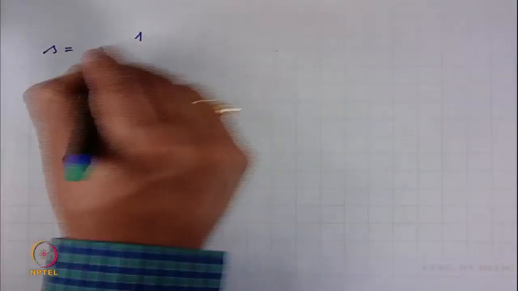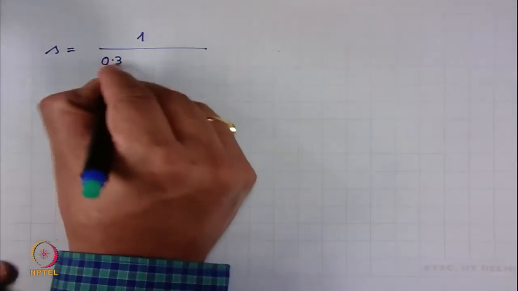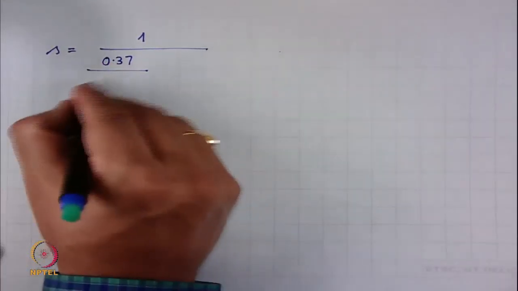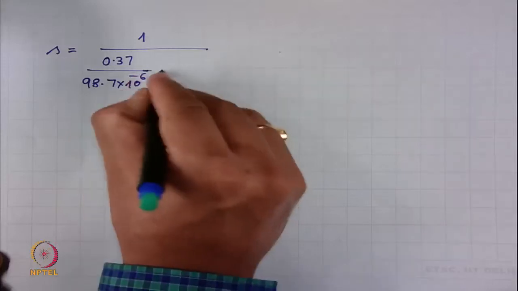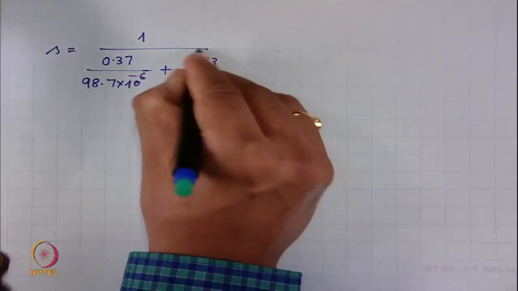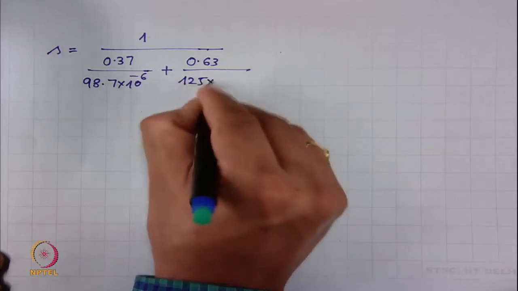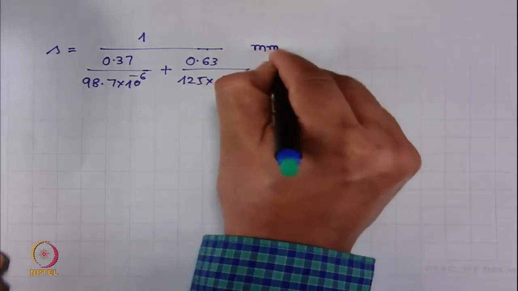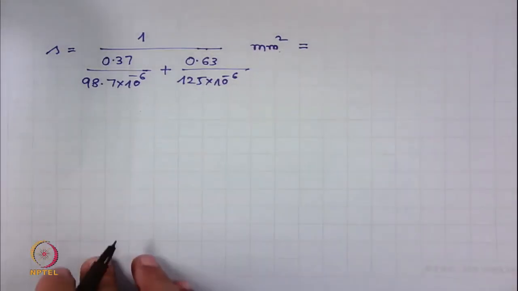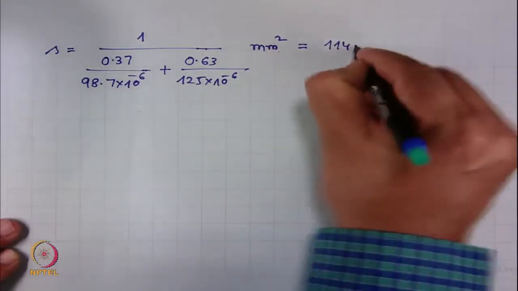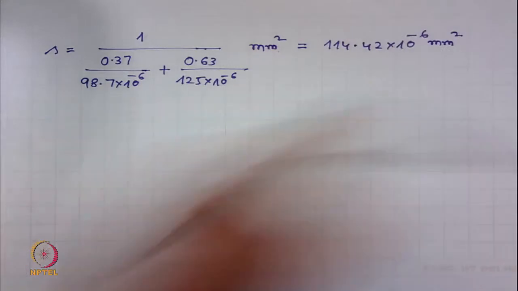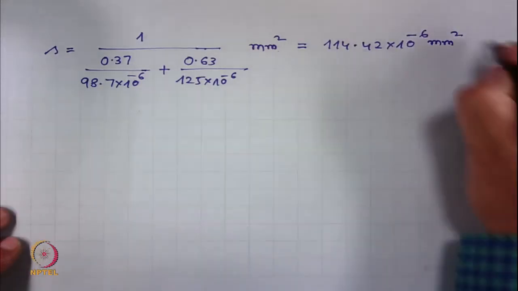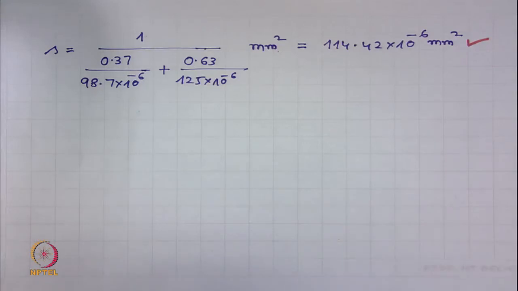Let us do that. So, S is equal to 1 by V1 0.37 divided by area 98.7 into 10 to the power minus 6 plus V2 0.63 and 125 into 10 to the power minus 6. What will be the unit? Unit will be millimeter square. So, if you calculate, you will see this value will come in millimeter square. So, this is the fourth important characteristic of the blend. We are remaining with the last one, mean equivalent diameter.